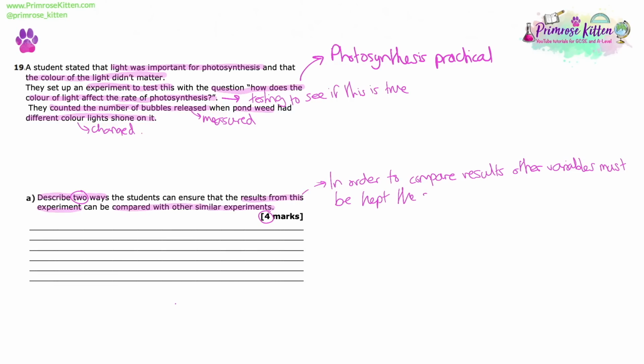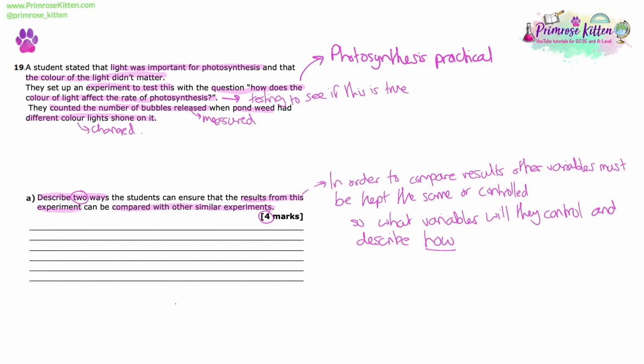And if everything else is kept the same, then you know nothing else interfered with the experiment, and other similar experiments would do the same thing, so that means your results can be compared. We need to be able to say what variables they're going to control and describe how they will control them. So we're not explaining why we need to control them, because that would be saying what effect they would have on the experiment if we didn't. We're just describing how, sort of a method step, how we should control them.